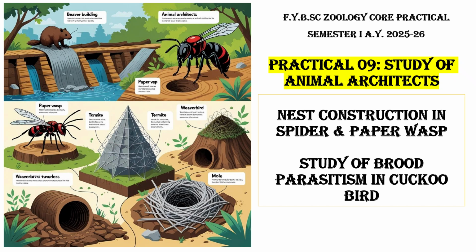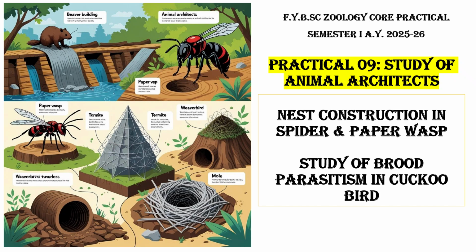Hello dear students. Today we are going to see Study of Animal Architects Part 2. In Part 1 we have studied about the nest construction in spider, that is how the spider web is formed, what material is used by the spider for constructing the spider web, what is the necessity of constructing a spider web, the types of spider webs, etc. So today we are going to talk about animal architecture Part 2, that is the paper wasp.